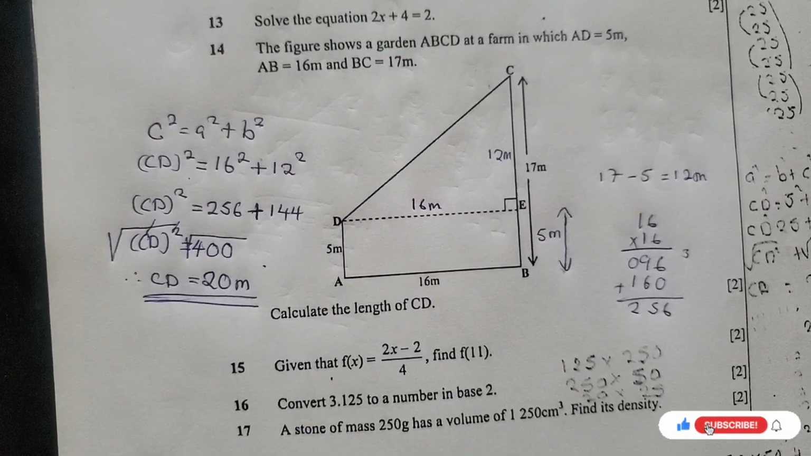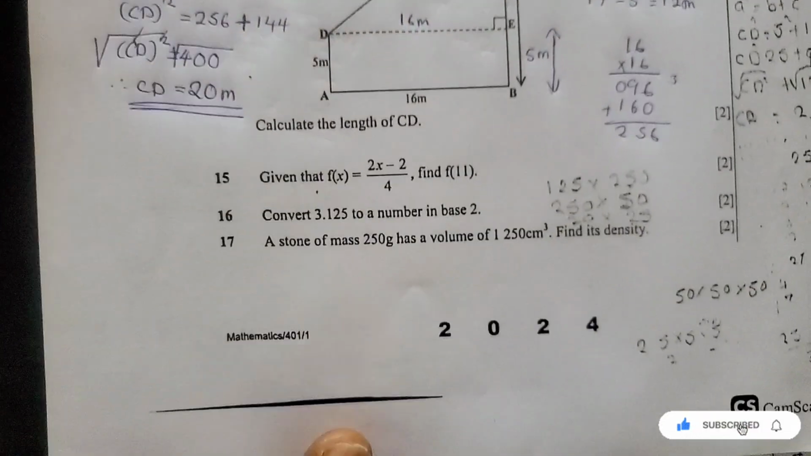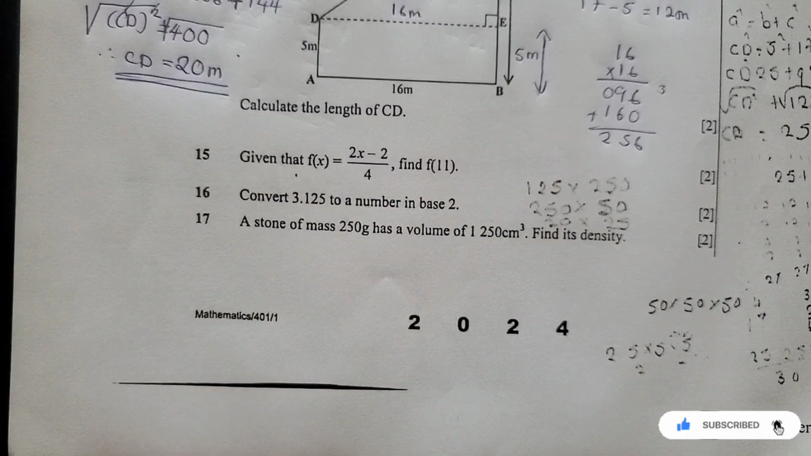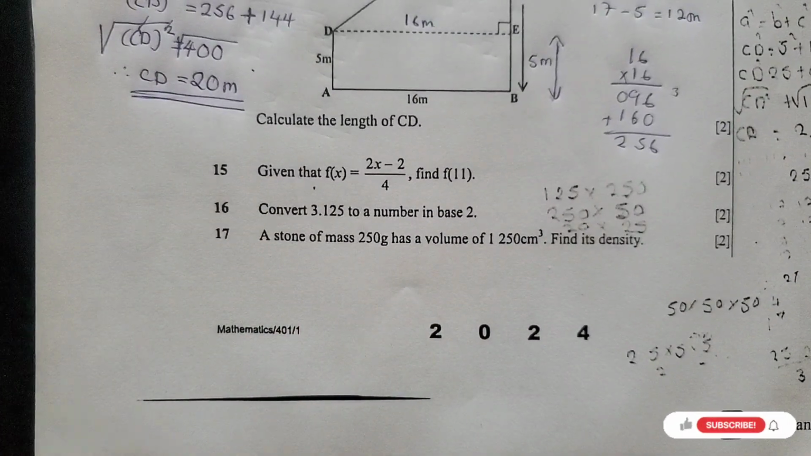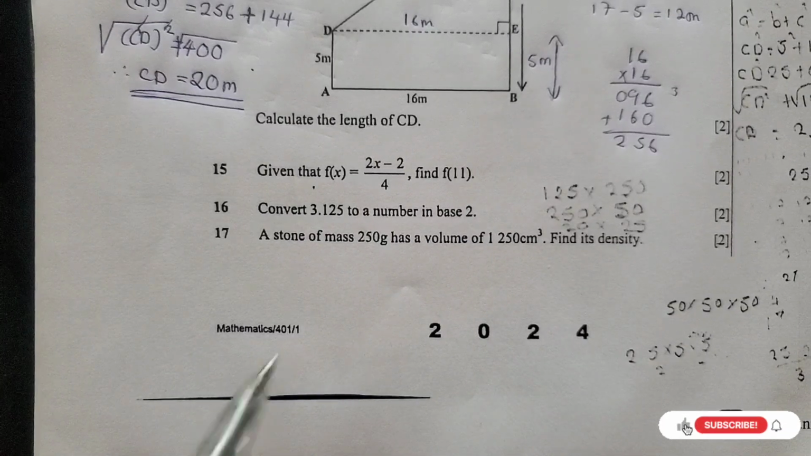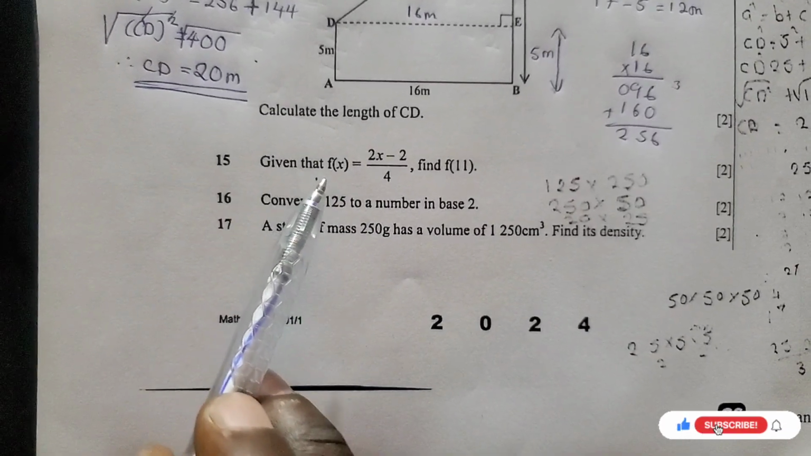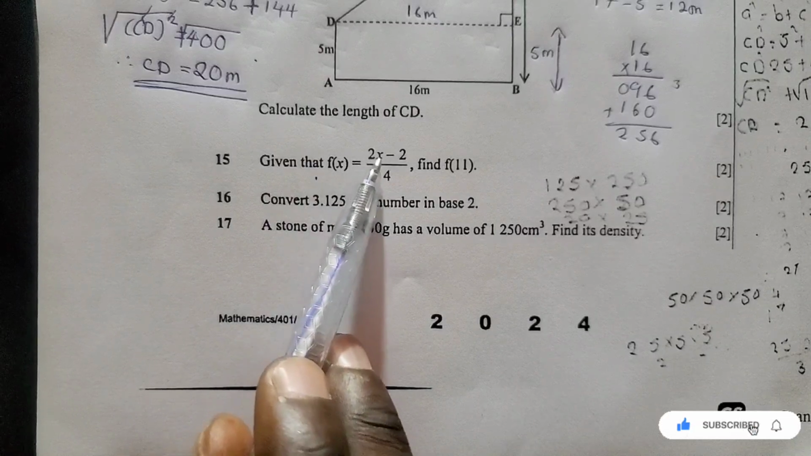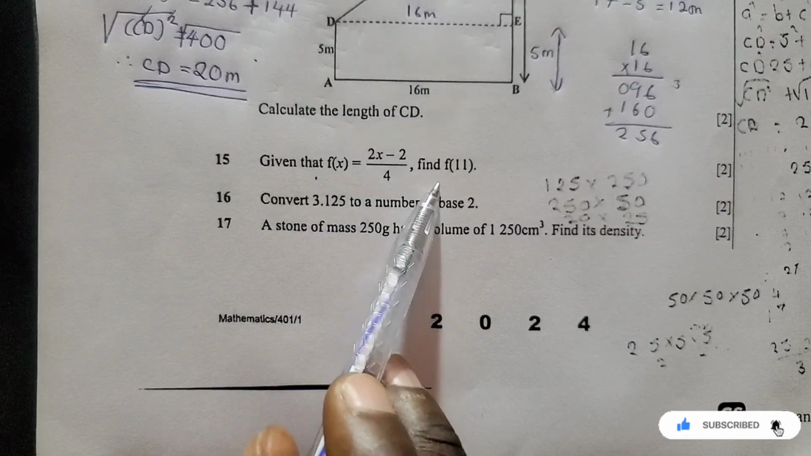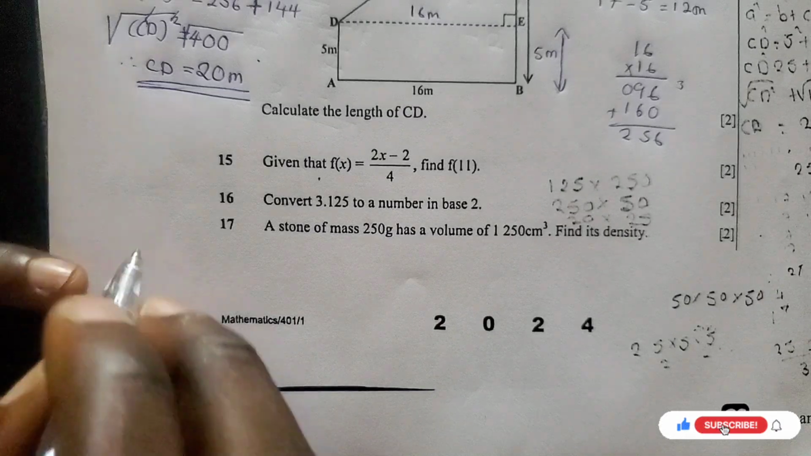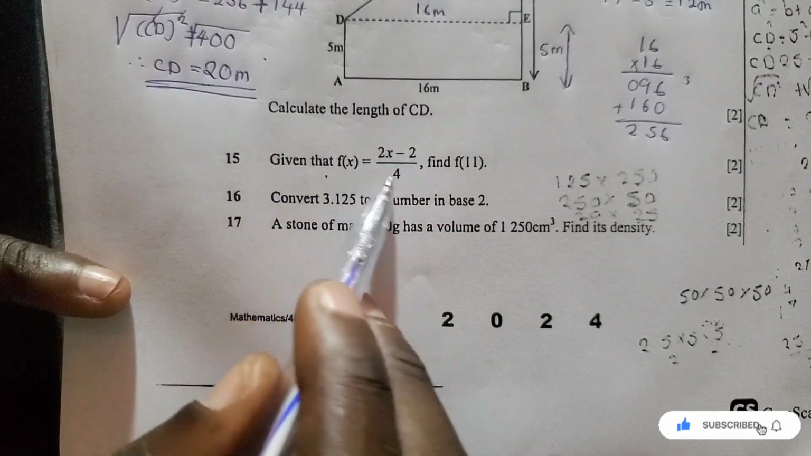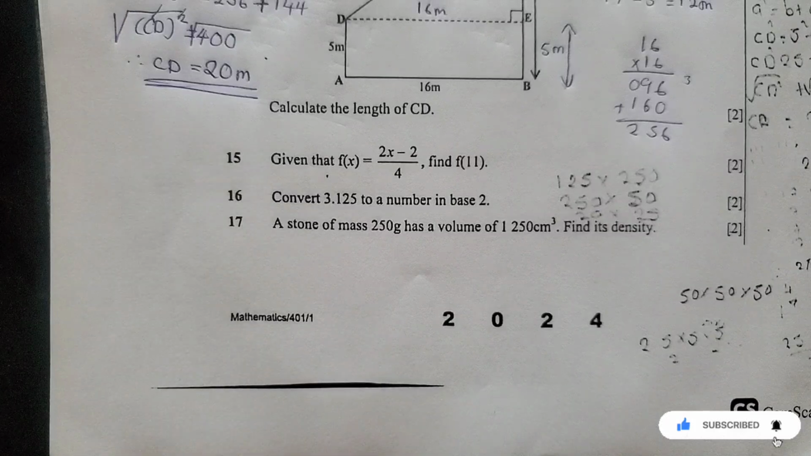Let's go to question 15. Look at question 15. Question 15 is very simple. Very, very simple. So, given that, this is under functions by the way, f of x is equal to 2x minus 2 divided by 4, find f of 11. What are they trying to say? What they're saying is, whenever there is x in this function, we substitute it with 11. It's as simple as that.